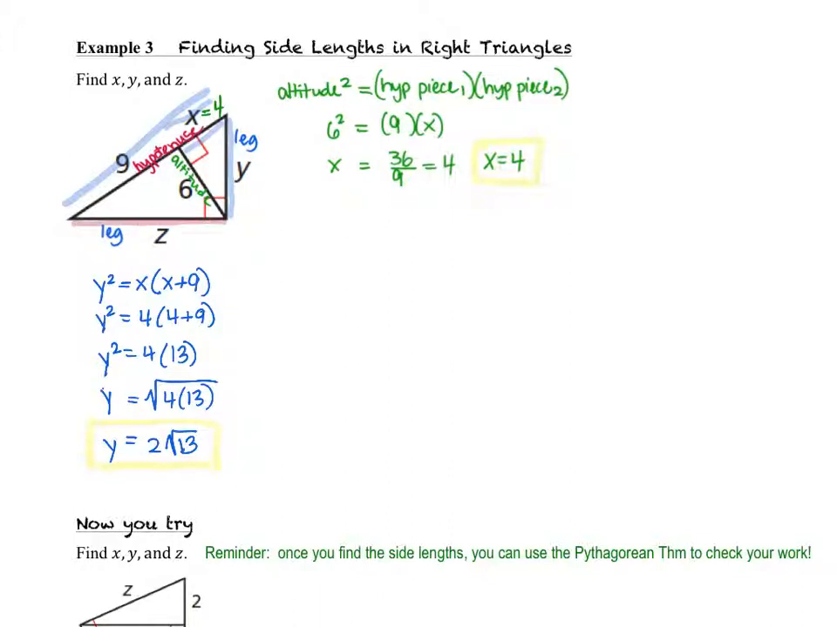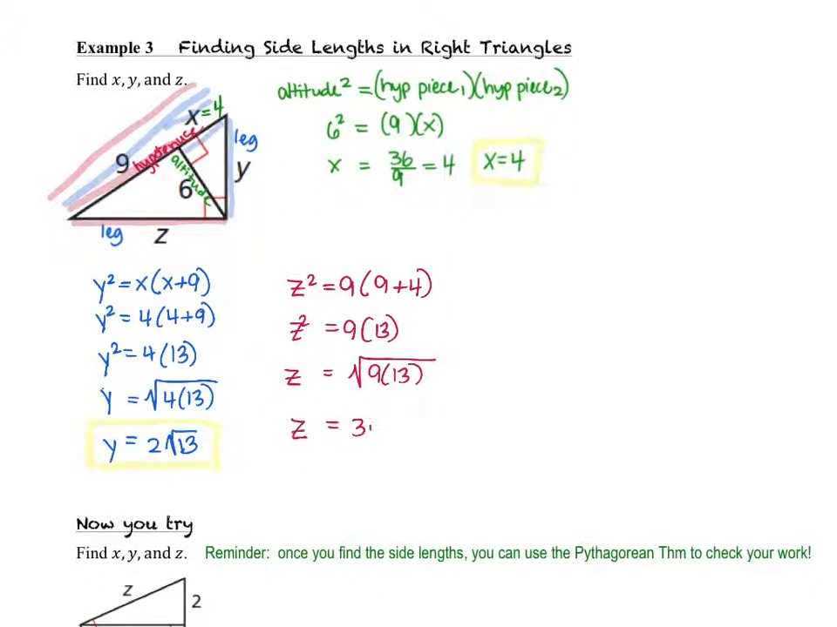Let's set up what we need to find the length z. So this time we're going to say the leg length is the geometric mean of the piece of the hypotenuse closest to it times the length of the whole hypotenuse. So that's going to look like z squared is equal to 9 times 9 plus 4, which is still 13. And when we take the square root of both sides, we're going to have z is equal to the square root of 9 times 13. 9 is a perfect square, 13 is not, so we're going to have z is equal to 3 root 13.